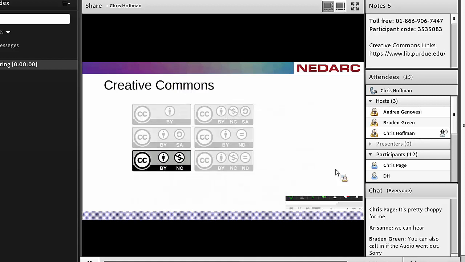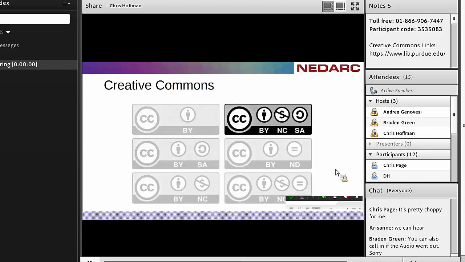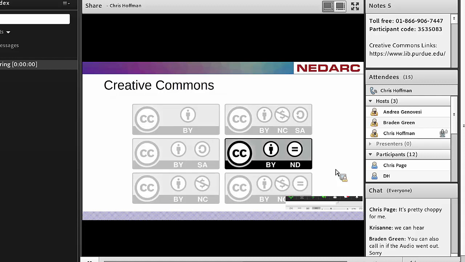Next one is attribution no commercial. That means you can attribute it, but you can't sell anything that you made with it. And then of course, attribution no commercial share alike. That means nobody can sell a derivative of what you've made, but you can still change it. Attribution no derivatives means you have to say that I did it, you can't change anything.